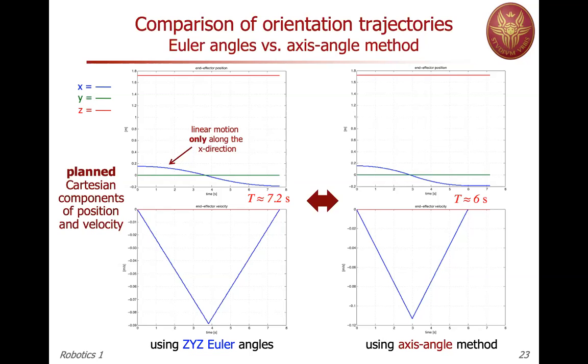So here we see that we can complete the motion using the axis angle method sooner by 1.2 seconds, so almost 15–20% faster than the 7.2 seconds that we achieved using the Euler angle. Why is that? I'm expecting verbal or textual suggestion from home.